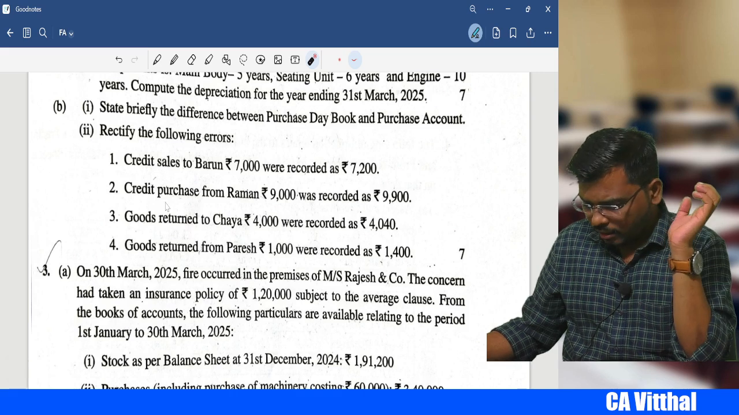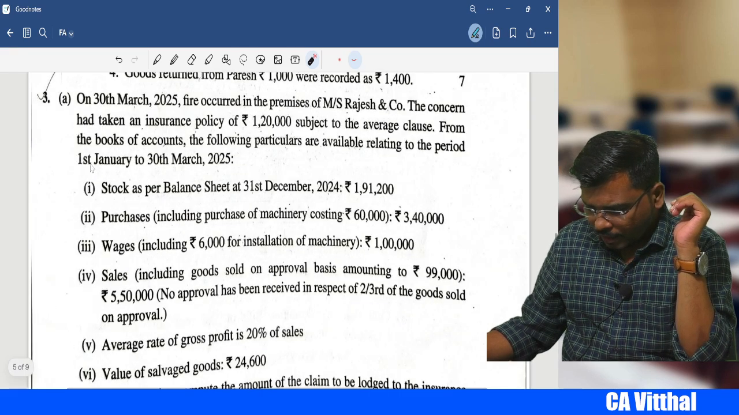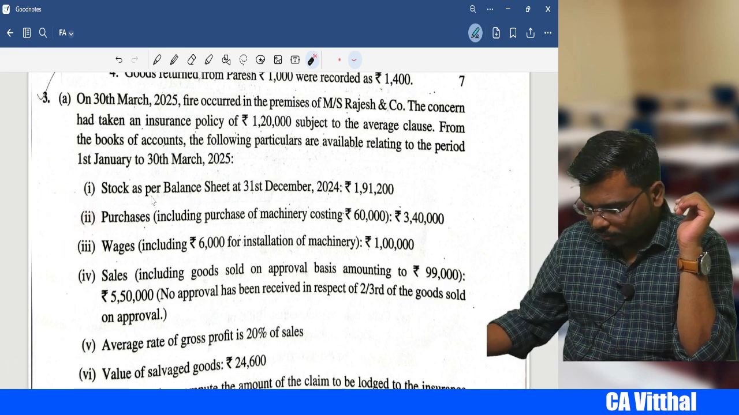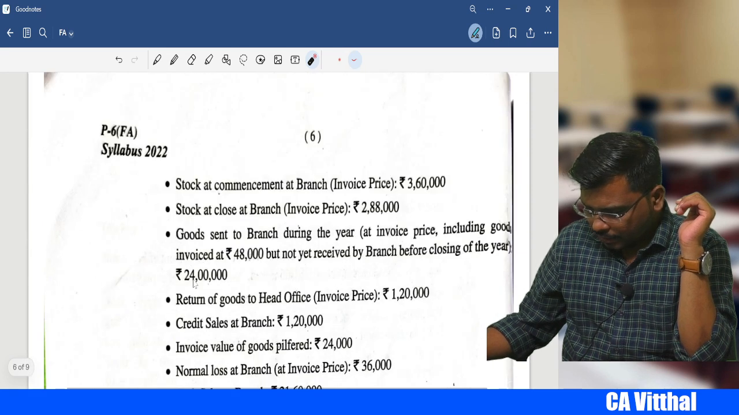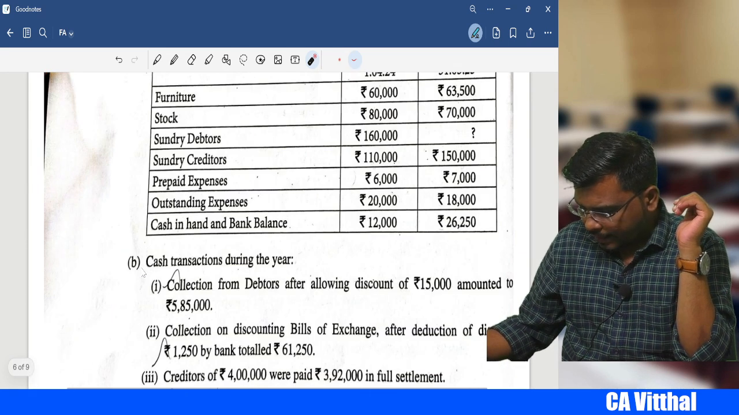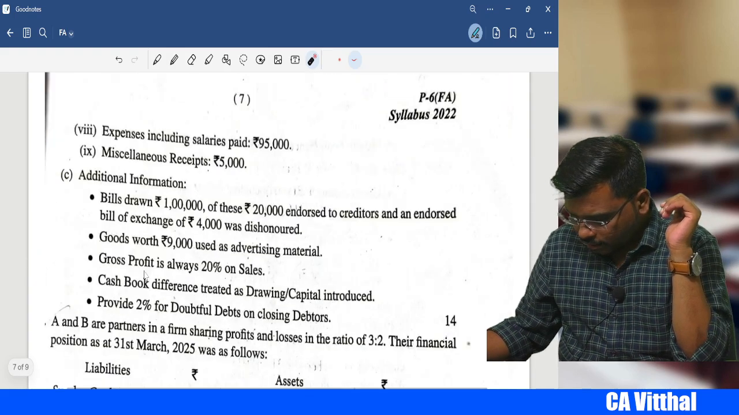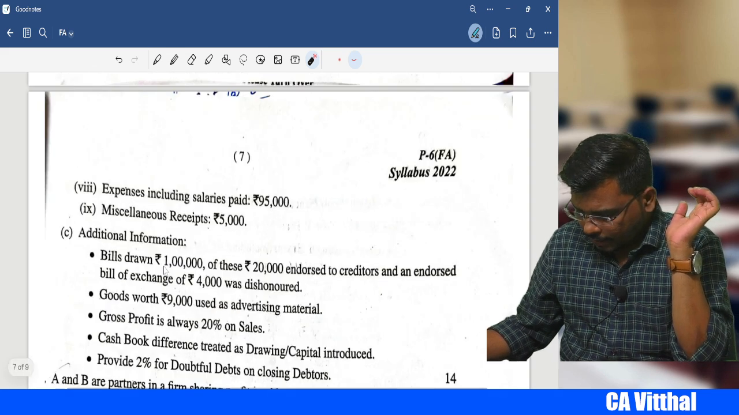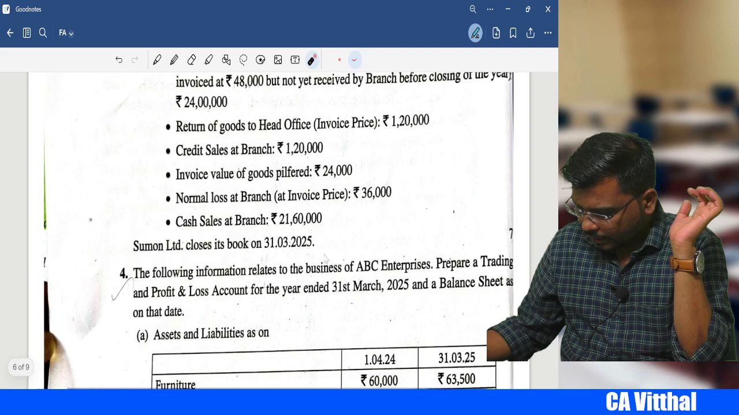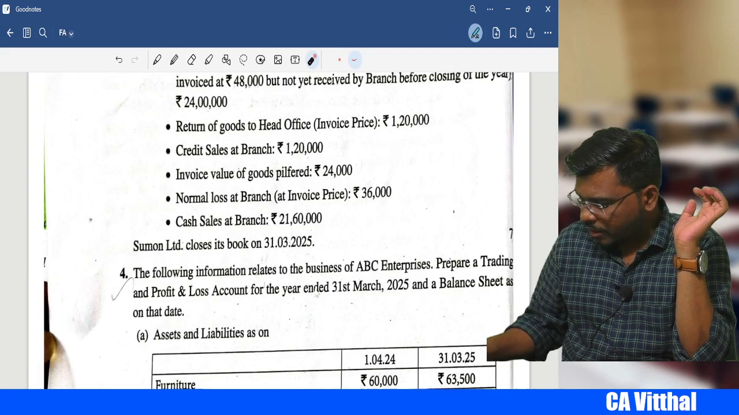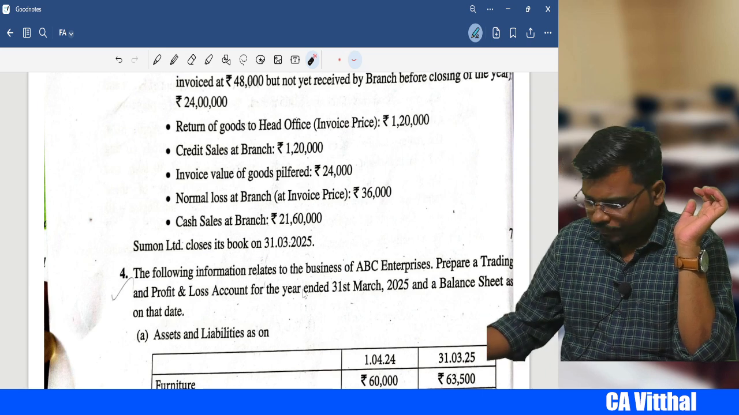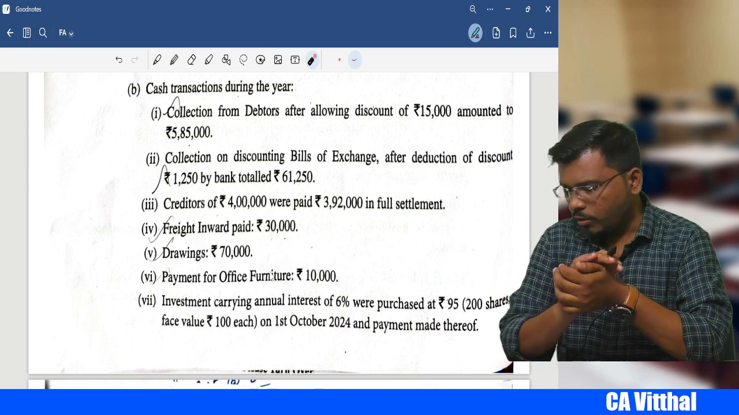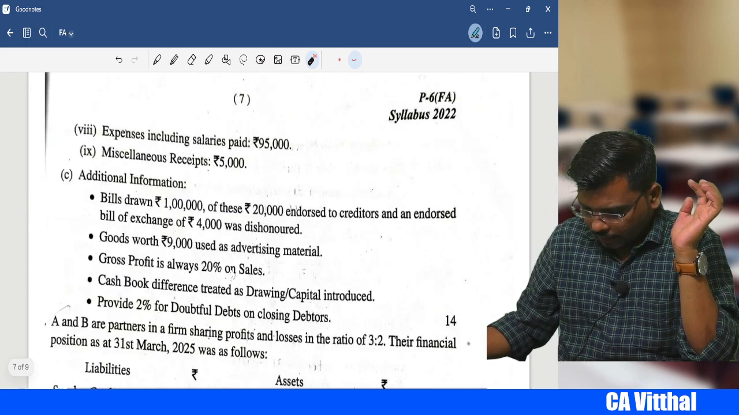Rectification of errors, again normal questions, not twisted. This question is based on loss of stock. After that is a branch accounting question. Question number 4 is again a solid 14 marks question, right? Yes, incomplete record, single entry. They ask you to prepare the trading profit and loss account and balance sheet. This type of question was there in our most important questions also. You can check it out. Okay, come to the next one, my dear student.